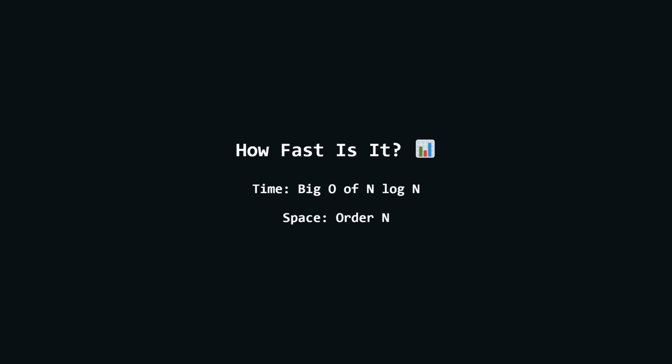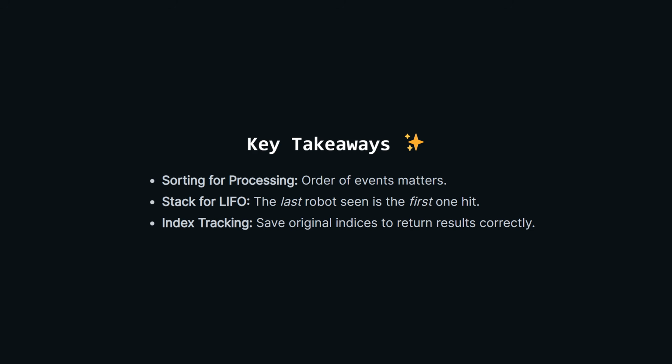Time complexity is dominated by the sorting step, which is big O of n log n. The stack and processing take order n because each robot enters and leaves the stack at most once. Space is also order n to store our indices and the stack. This problem is a great lesson in using a stack to handle interactions that happen in a last-in, first-out way. Always remember to use indices if the output order needs to match the original input.